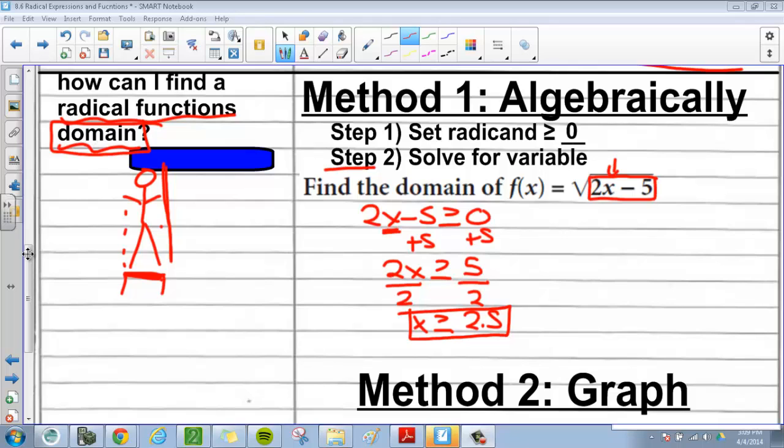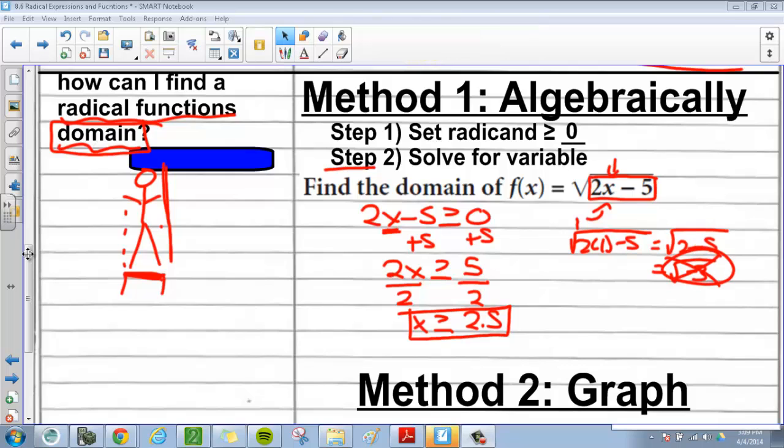Okay, and here's the reason why it's only those values, because if you put anything less than 2.5 in for this, let's try putting a 1 in there, which we know is less than 2.5. We get the square root of 2 times 1 minus 5. Well, that is the square root of 2 minus 5, which is equal to the square root of negative 3. And we know we can't take the square root of a negative number. That's bad. So we need to make sure that every value that goes in there makes the radicand positive. And in that situation, any number 2.5 or greater will make it positive.